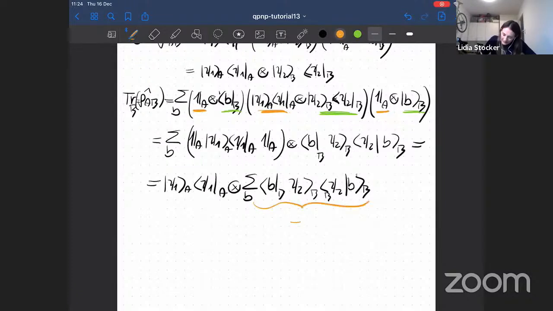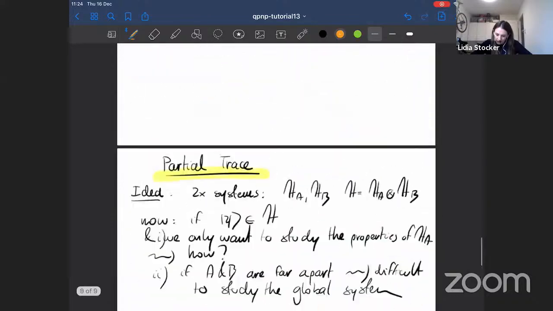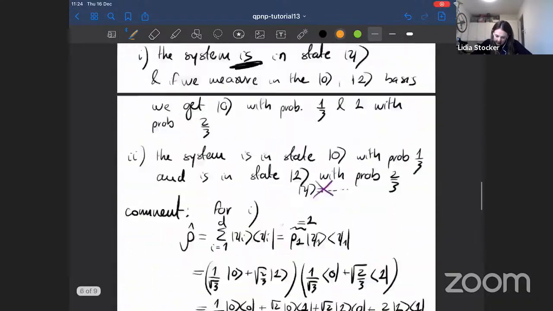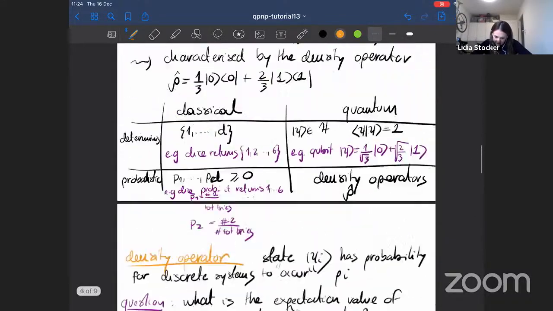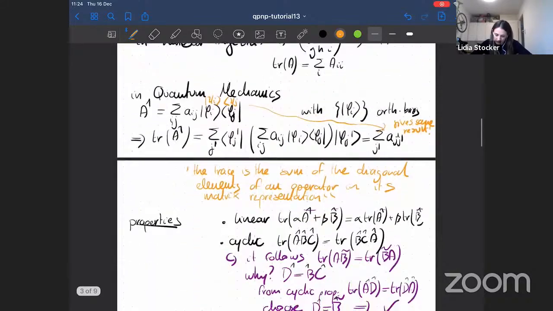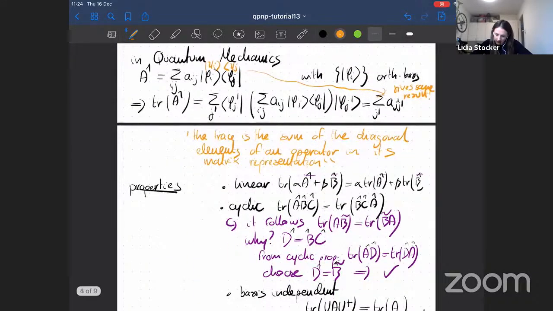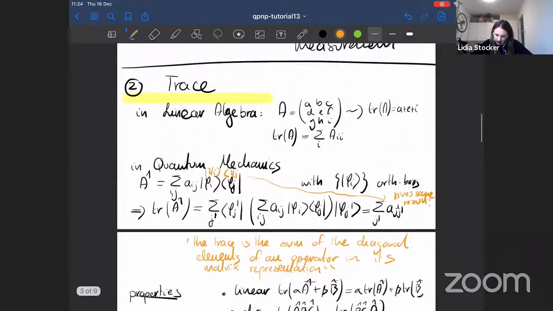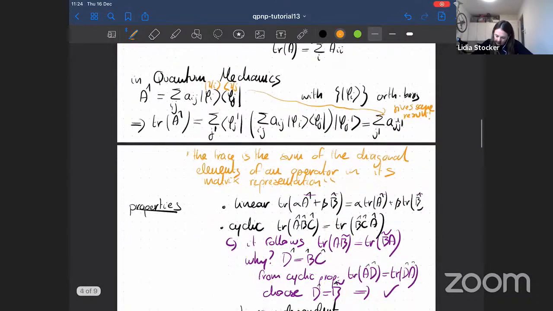This is exactly the trace of psi 2, psi 2. Why this? If we come back to the definition of the trace, which was very long ago, exactly here. Okay. Nothing else. We apply it to the operator.